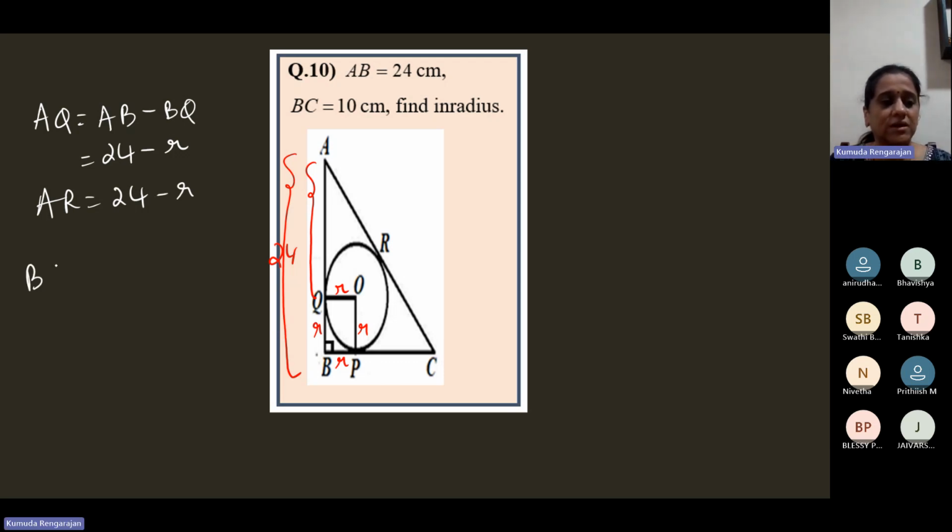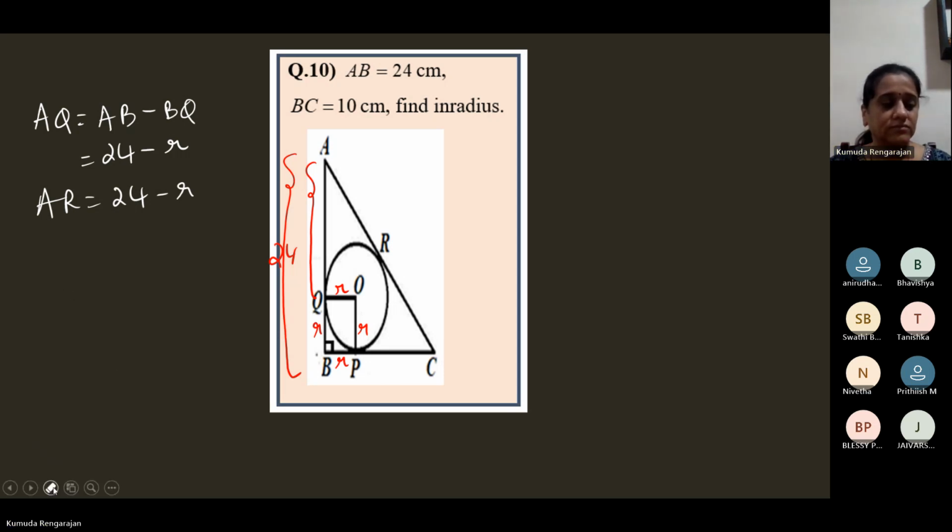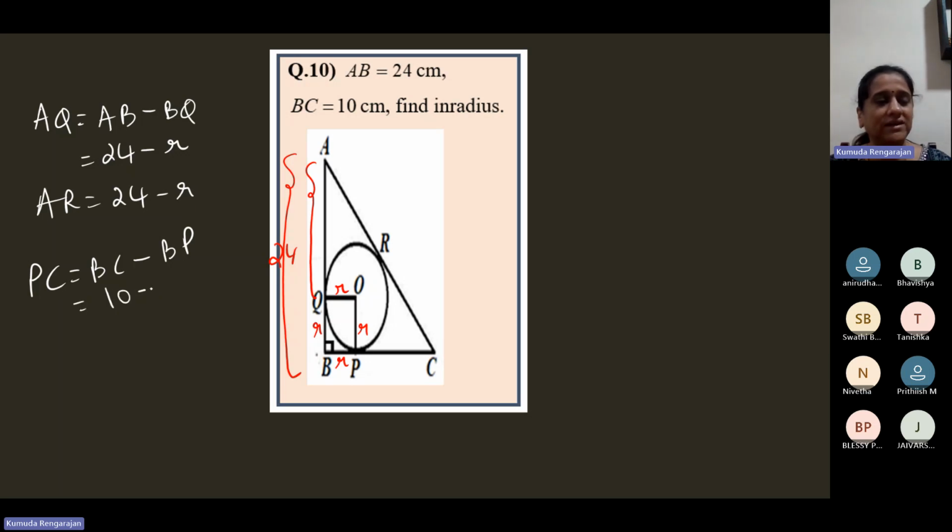What's BC? What is PC? PC is BC minus BP. Okay, so PC is 10 minus R. If CP is 10 minus R, then CR is also 10 minus R.